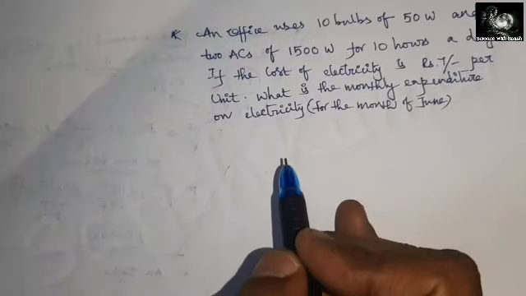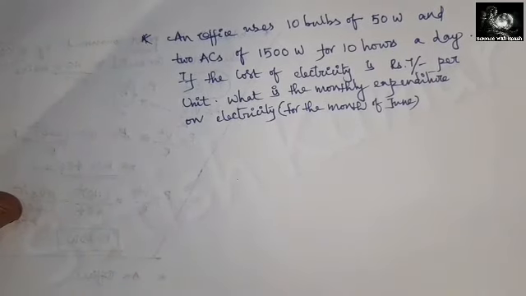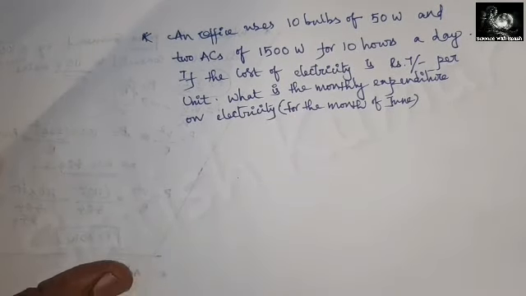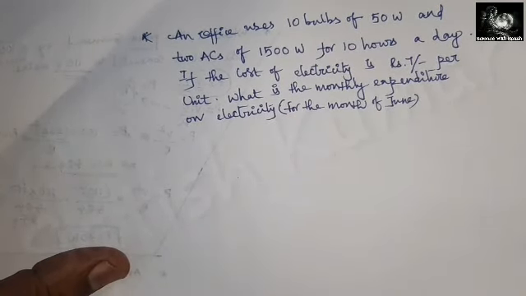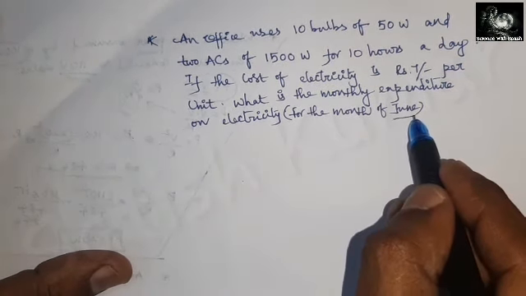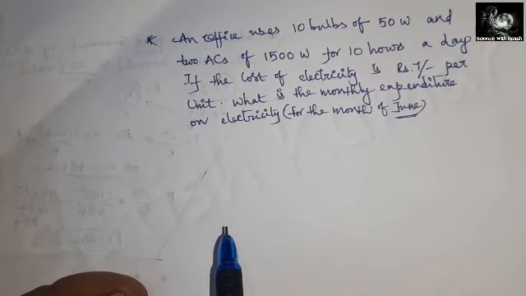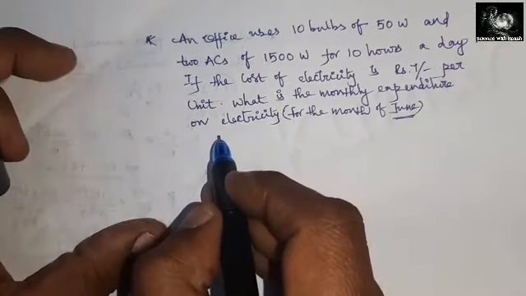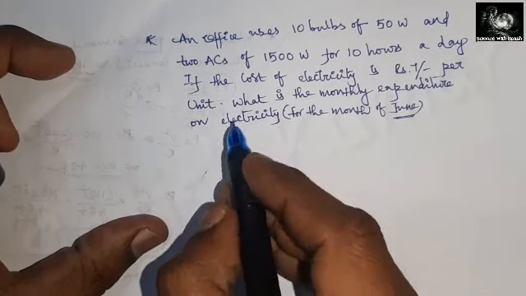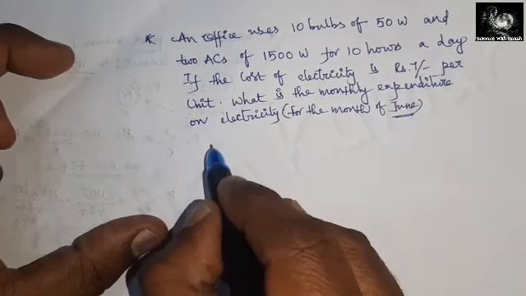So here is one more problem. An office uses 10 bulbs of 50 watt and 2 air conditioners of 1500 watt for 10 hours a day. If the cost of electricity is rupees 7 per unit, what is the monthly expenditure on electricity given for the month of June? So we have to find out the expenditure on electricity from the given data. So first of all you have to find out the electricity consumed. So how much energy is consumed should be found out.